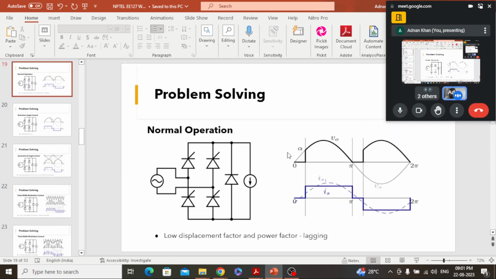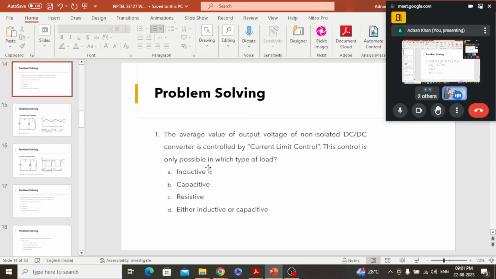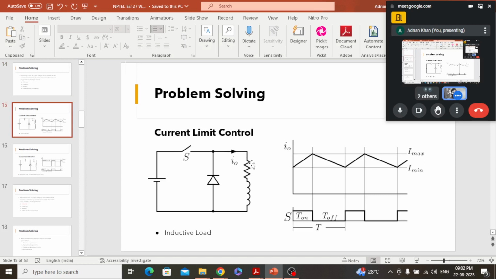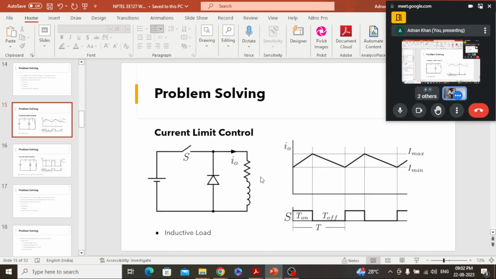The first question is about this current limit control. What is this current limit control? We have to see in which of these cases this current limit control is possible. You got it now? Firstly, there are different loads like inductive load, capacitive load, or resistive load. For the current limit control we are defining a band, with some Imax and some Imin.